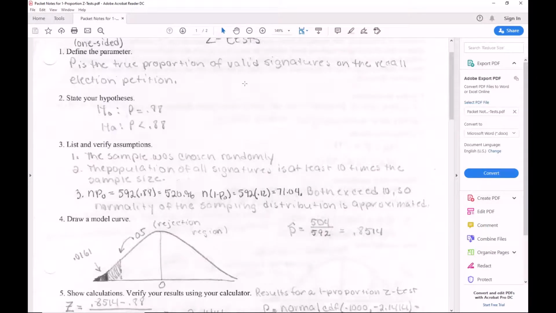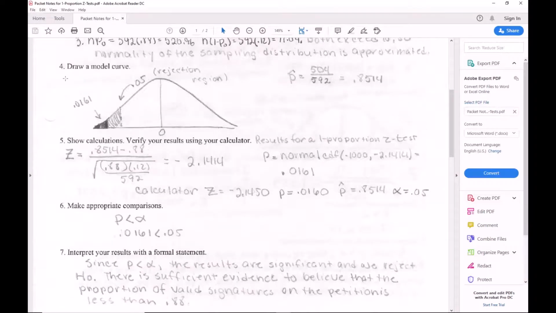Now you will need these first three in your write-ups. You do not need number 4. Drawing a model curve will just help you to visualize the geometry of the process. So here's your sample. p hat is 504 over 592, or 0.8514.